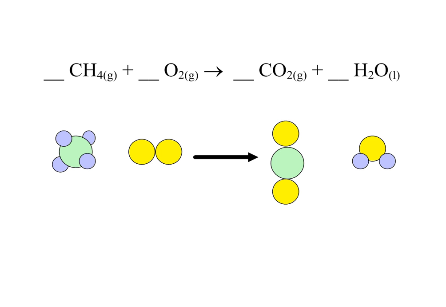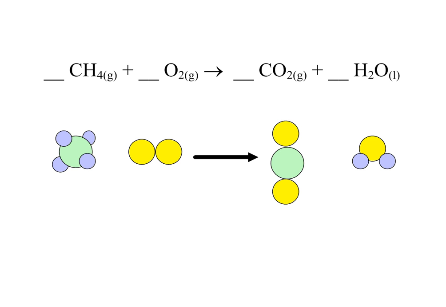Although we don't have to draw these pictures every single time we do balancing, it helps to keep in mind what we're doing here. So you can see that obviously it's not balanced the way that it is. You've got 2 of the yellow oxygens on the left, but you've got 3 on the right. There's 4 hydrogens on the left with the methane, but only 2 of the hydrogens in water on the right.